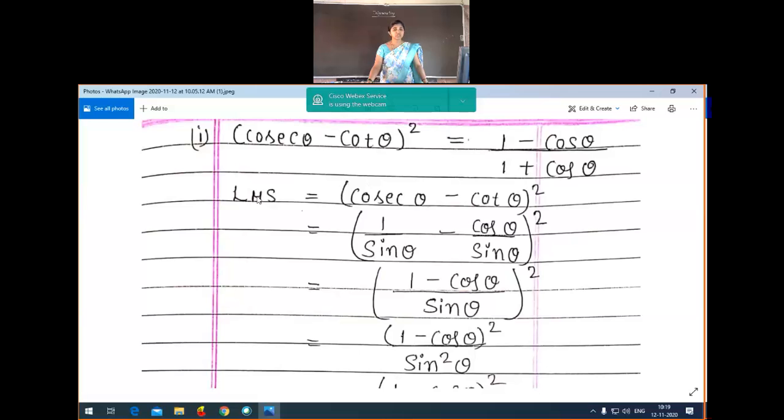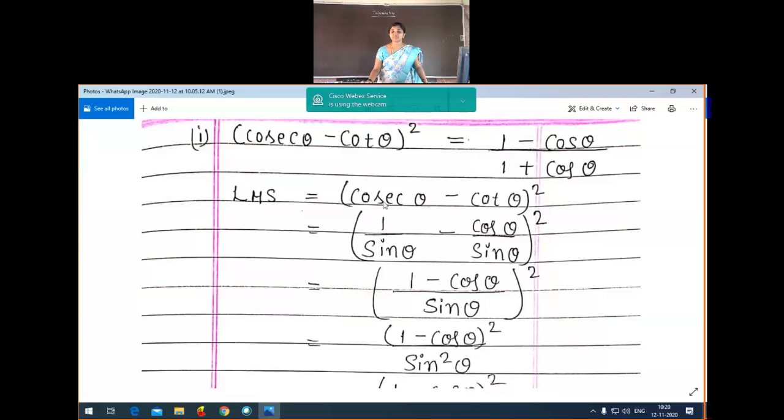So we have to start the problem with the LHS. Okay, what is there in the LHS? LHS is cosec theta minus cot theta whole square. So which is equal to, next step. We are going to write this cosec theta in the form of 1 by sin theta.